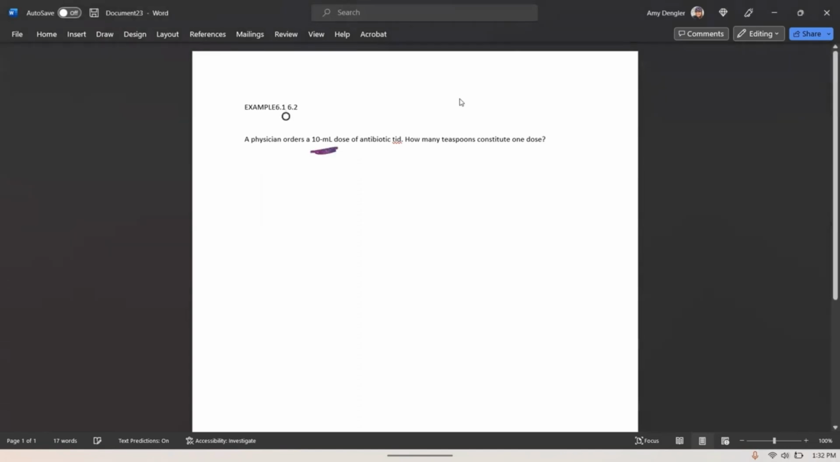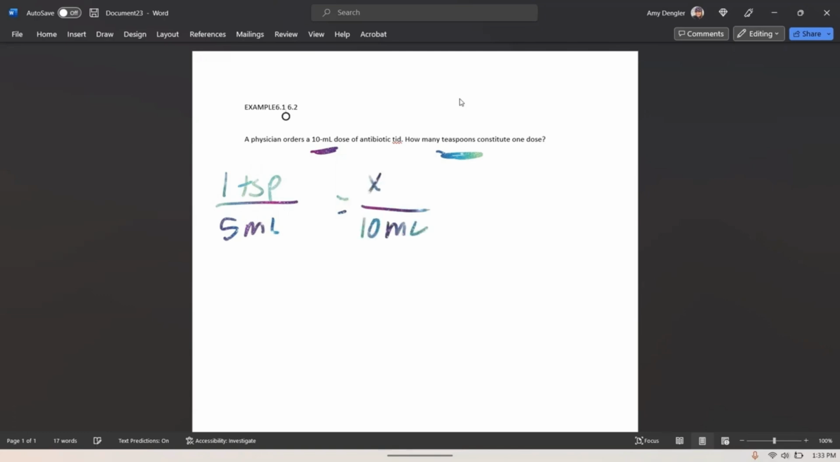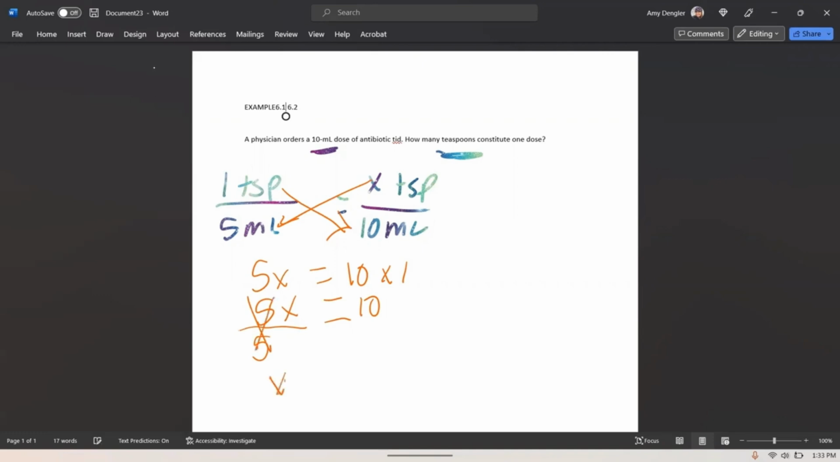So we need a conversion factor between milliliters and teaspoons. If we go to our chart, we should see that 1 teaspoon is equal to 5 ml. Now we have 10 ml. How many teaspoons is that? So we're going to start off with our x. 5x is equal to 10 times 1, which is just 10. So we have 5x equals 10. We want to get x alone, so we need to get rid of that 5. So we're going to divide this side by 5. That makes that cross out, and we have x left. We also have to do the same thing to the other side. So 10 divided by 5 is 2. And the answer is x is 2 teaspoons.